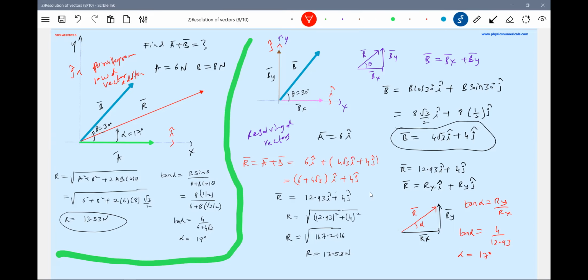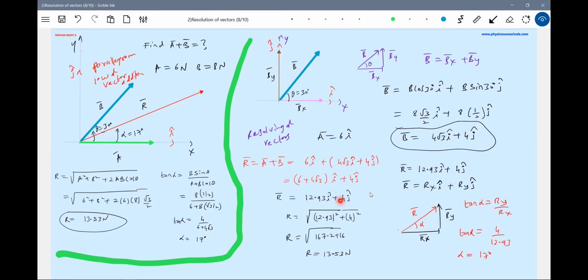So now we can do vector addition and subtraction very easily. We can conveniently work out any number of numericals, especially the algebra, the adding of vectors. And whose help am I taking? The I cap, J cap. Now you may ask questions, how are you drawing the triangle?